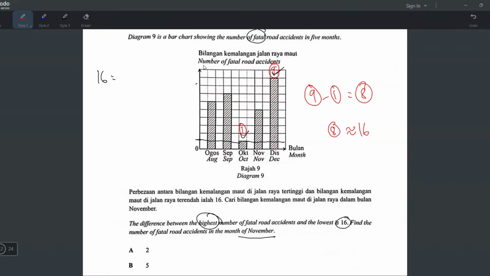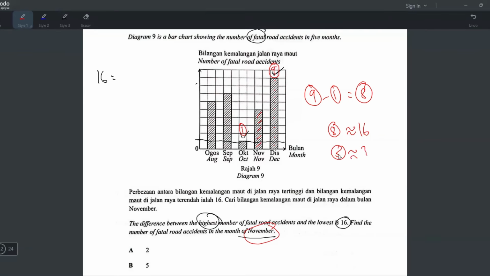16 number of road accidents. 8 boxes is the same as 16, because 16 is the difference between the highest and the lowest. So the difference between highest and lowest in boxes is 8 boxes. So 8 boxes is 16. Now to find November, November is 1, 2, 3, 4, 5. 5 boxes. So how do we find this?